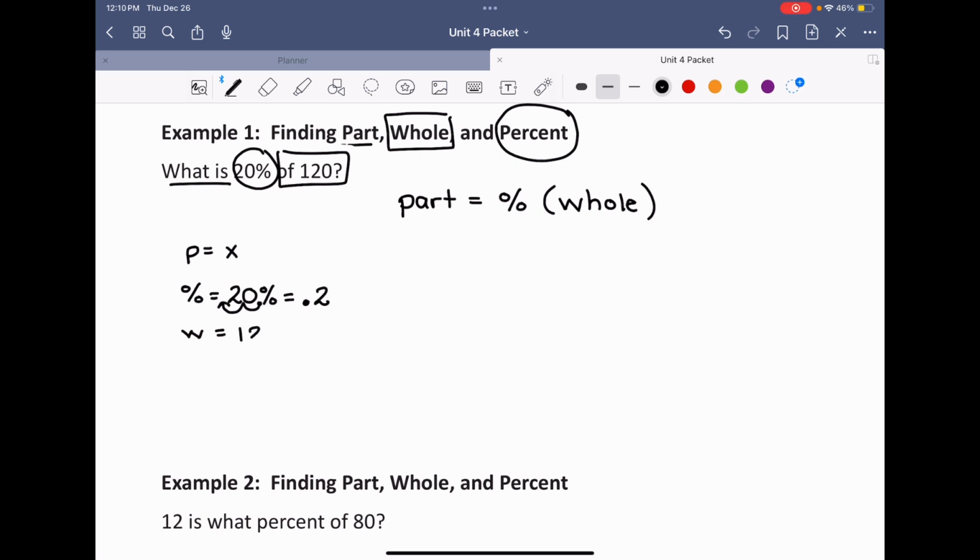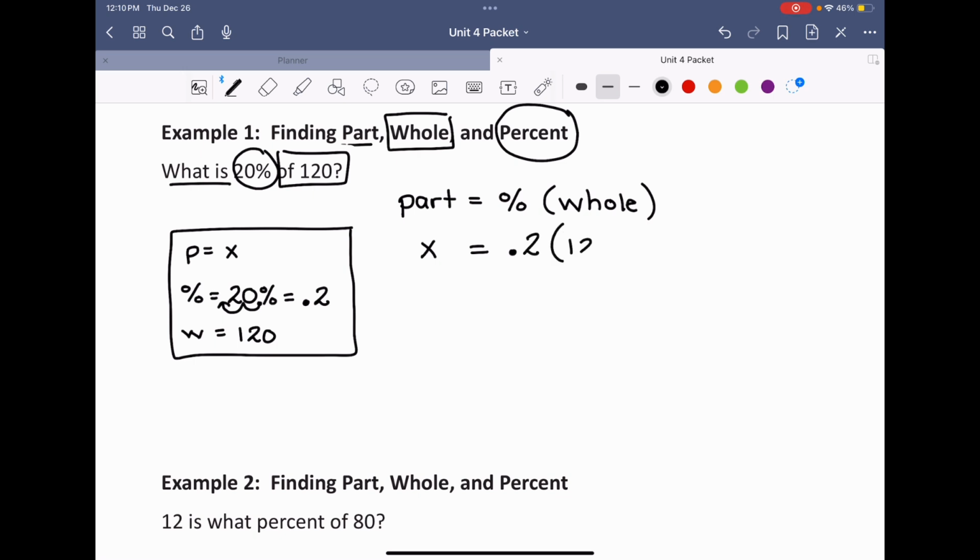Our whole is 120. So that's our little cheat sheet off to the side. Now I'm going to go ahead and take those and put them directly into the problem. So part is x equals, notice that I am writing it directly under the correct pieces in the formula. So x equals my percent, so 0.2, times my whole 120. Remember, numbers in parentheses mean multiply. So x equals, and I'm going to do 0.2 times 120. It's going to give me 24, and that's my final answer.